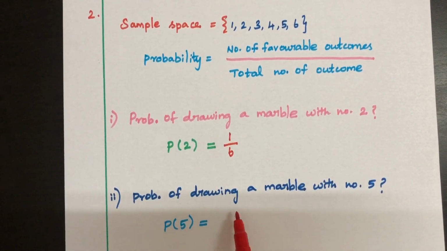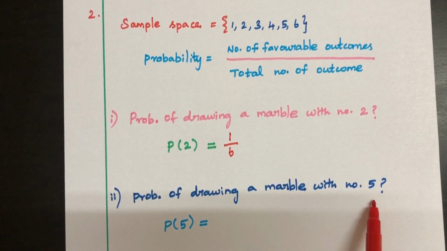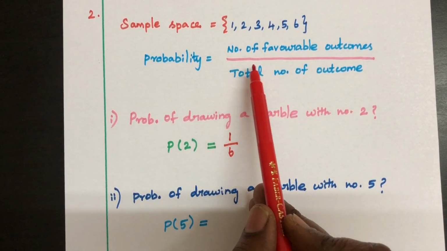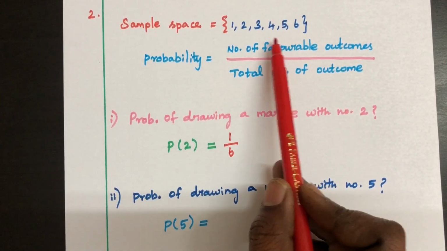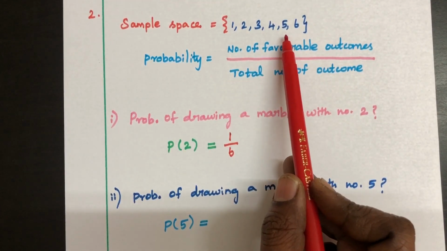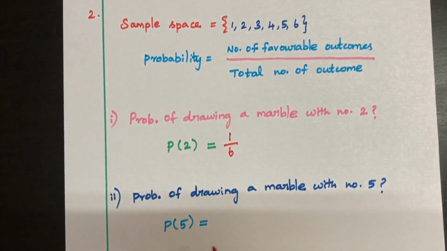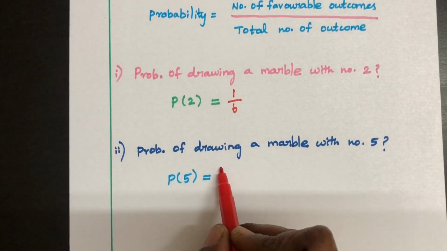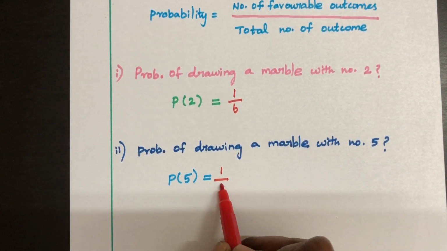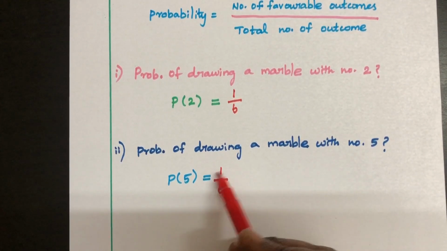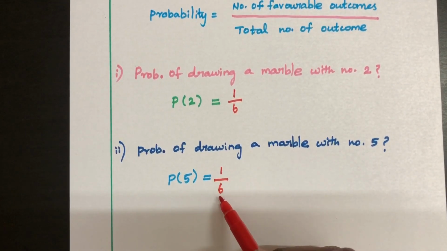Similarly, probability of drawing a marble with the number 5. How many favorable outcomes are there for getting 5? How many 5s are there? Only 1. So it is the only favorable thing we have. So this is again 1. Total number of outcomes is 6. So again here probability of getting 5 is 1 by 6.